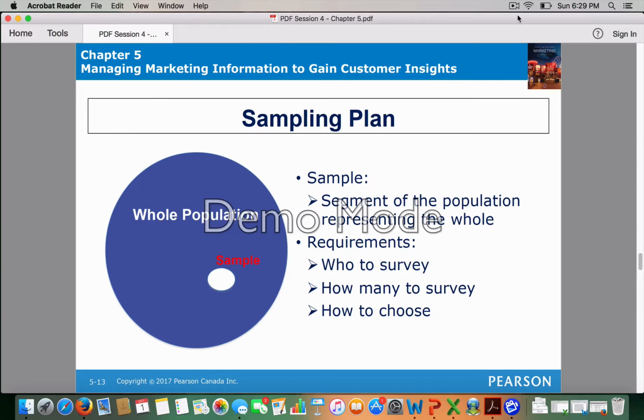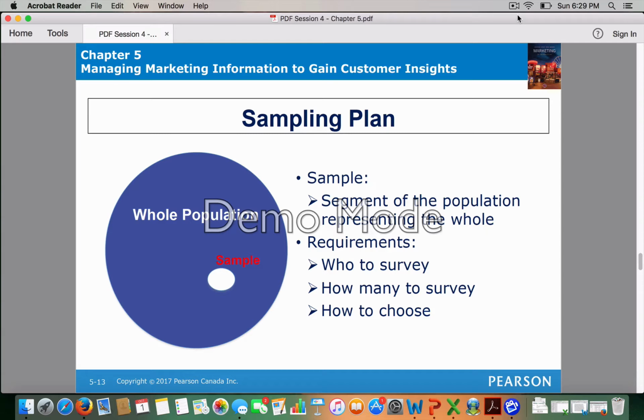We're going to talk very briefly about sampling. Sampling is about how you choose the people that you're going to either observe or survey or include in an experiment. A sample ultimately is designed to be a segment of the whole population that you're interested in. That doesn't mean the whole population of the world. It means the whole population of people that you're interested in studying or understanding.